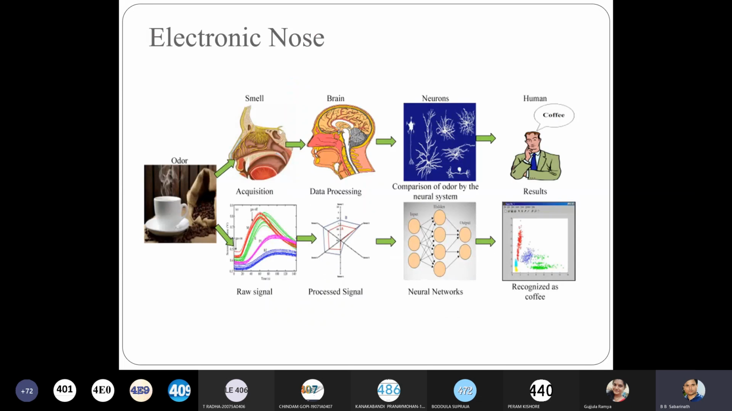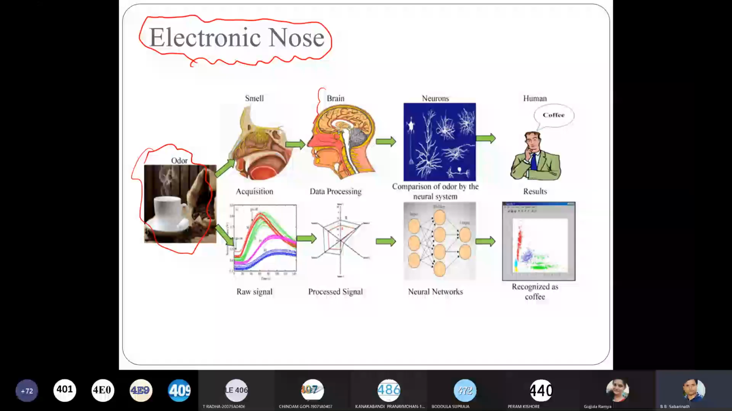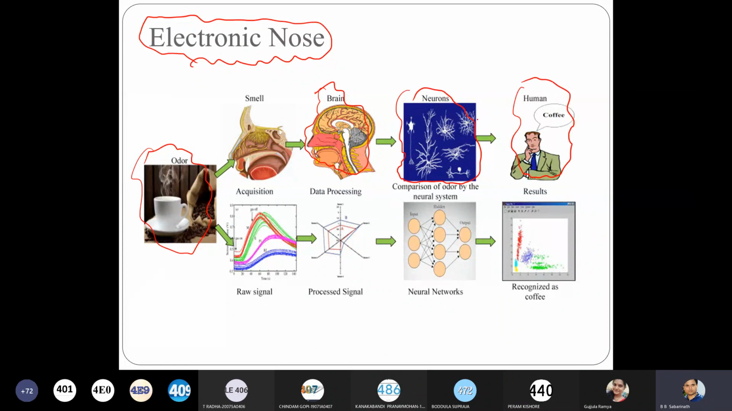This is an electronic nose example, I think you can see here. You know that this is coffee. How do you know that? You smell this, and that signal goes to the brain. Based on some neurons, you come to know that this is the odor of coffee. How did you know it the first time?